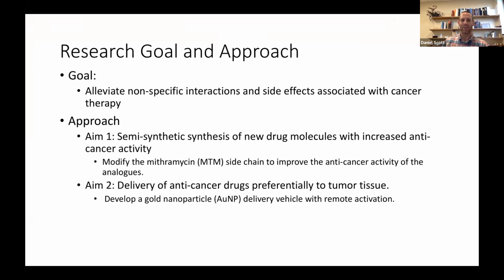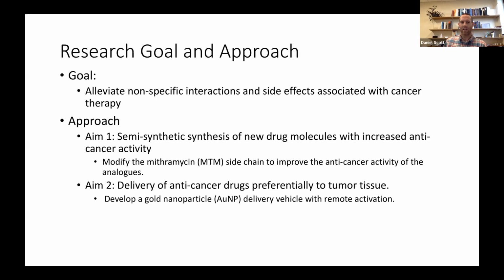So again, ultimately our goal, we have two sides of the project that are going to come back together at the end for the common purpose of trying to alleviate a lot of the non-specific side effects and non-specific interactions you see, a lot of times associated with cancer therapy. You think about suppressed immune system and losing your hair and all the side effects that come along with chemotherapy. We're trying to negate some of that by two different avenues. First avenue is trying to make better drugs that interact specifically with the cancer cells and are a little bit more toxic to cancer cells, with the idea that we can give less drug total, so we have less side effects, but still kill the cancer cells.